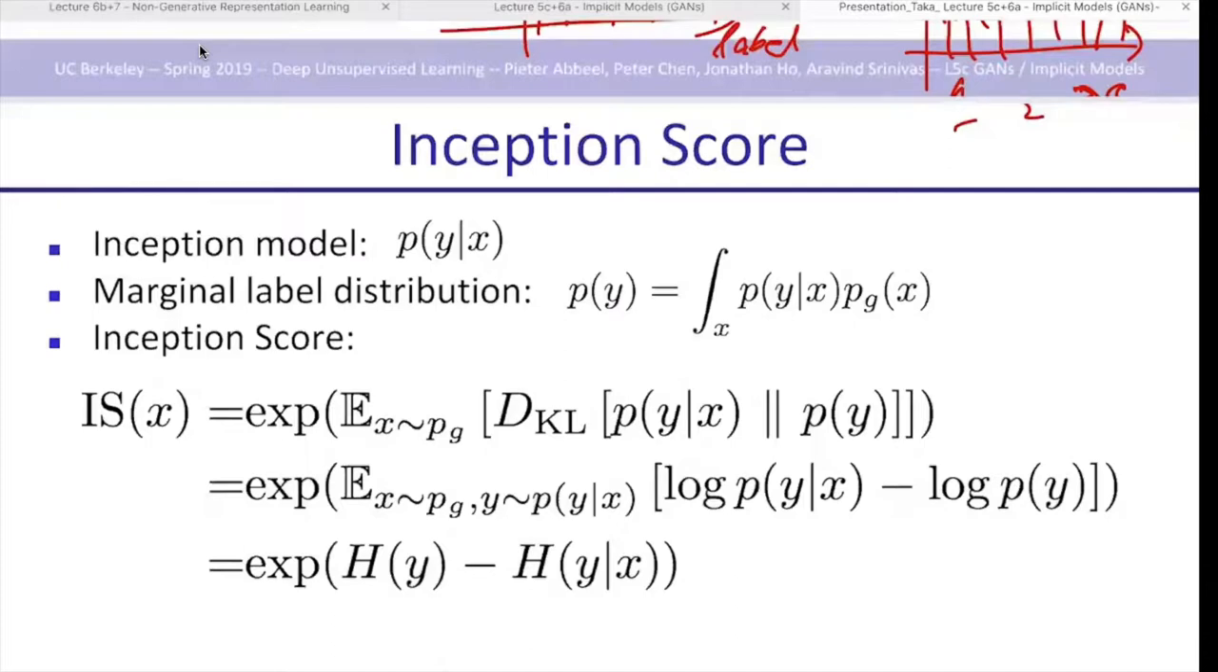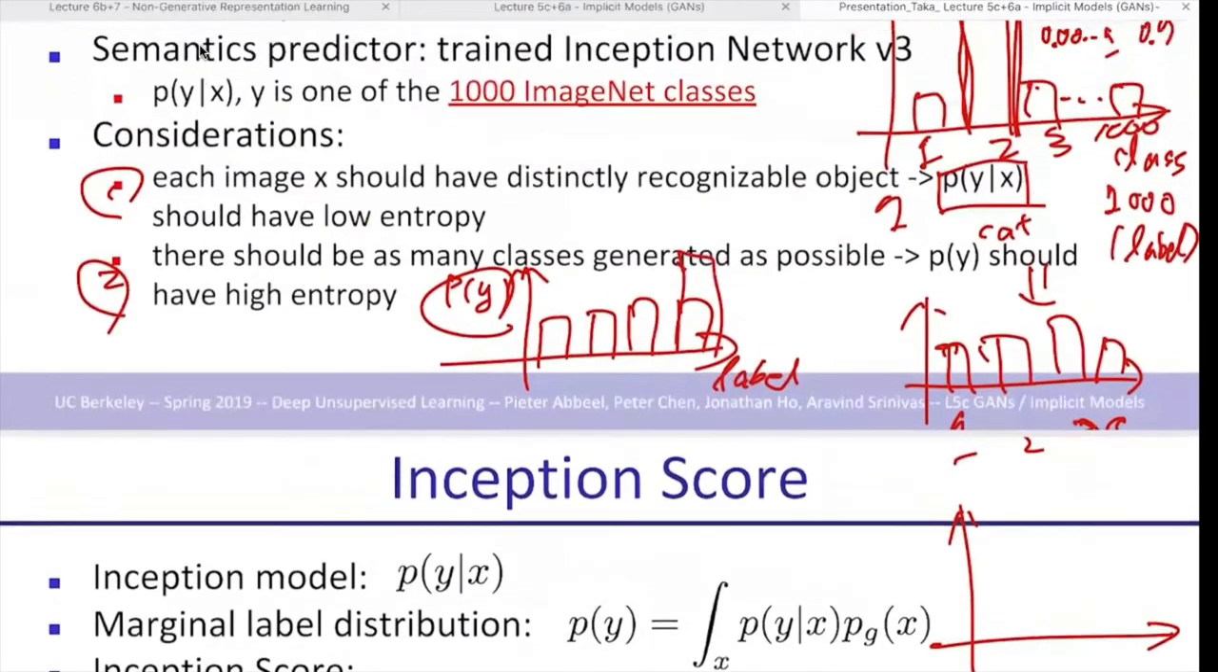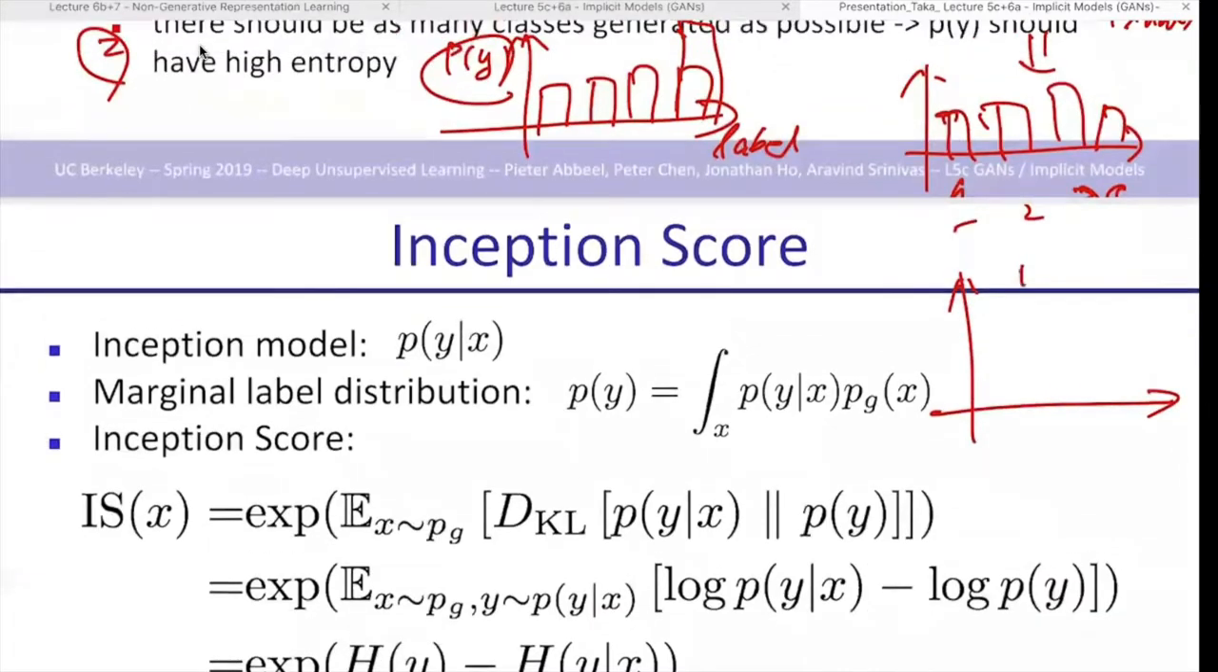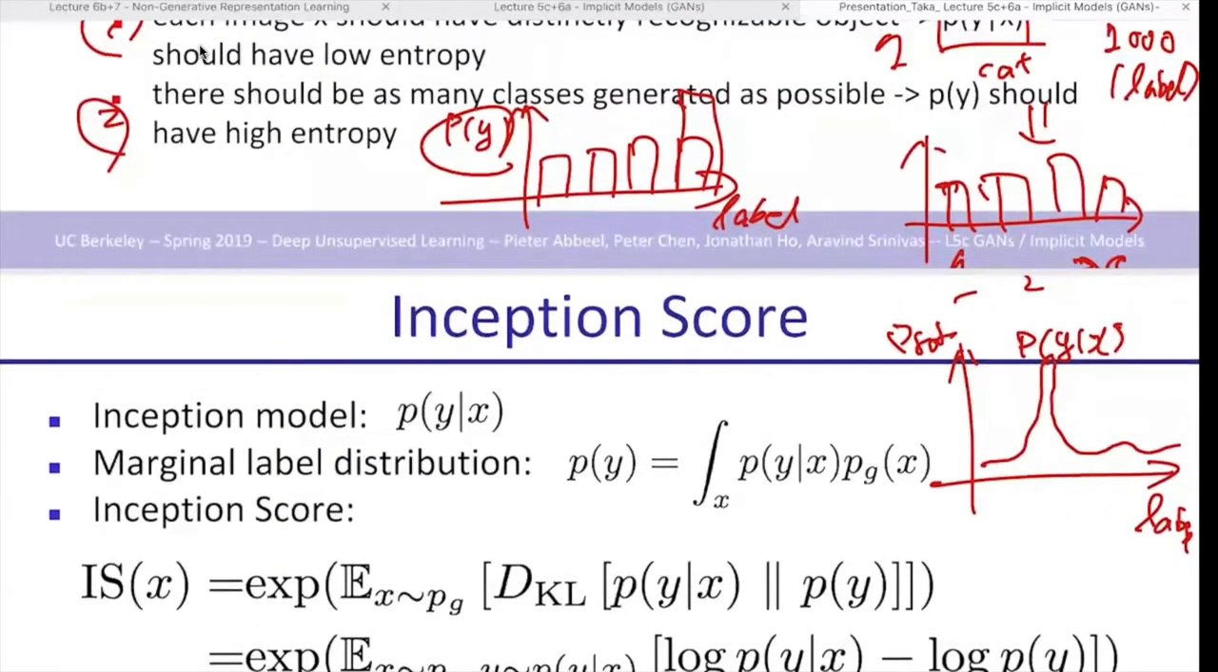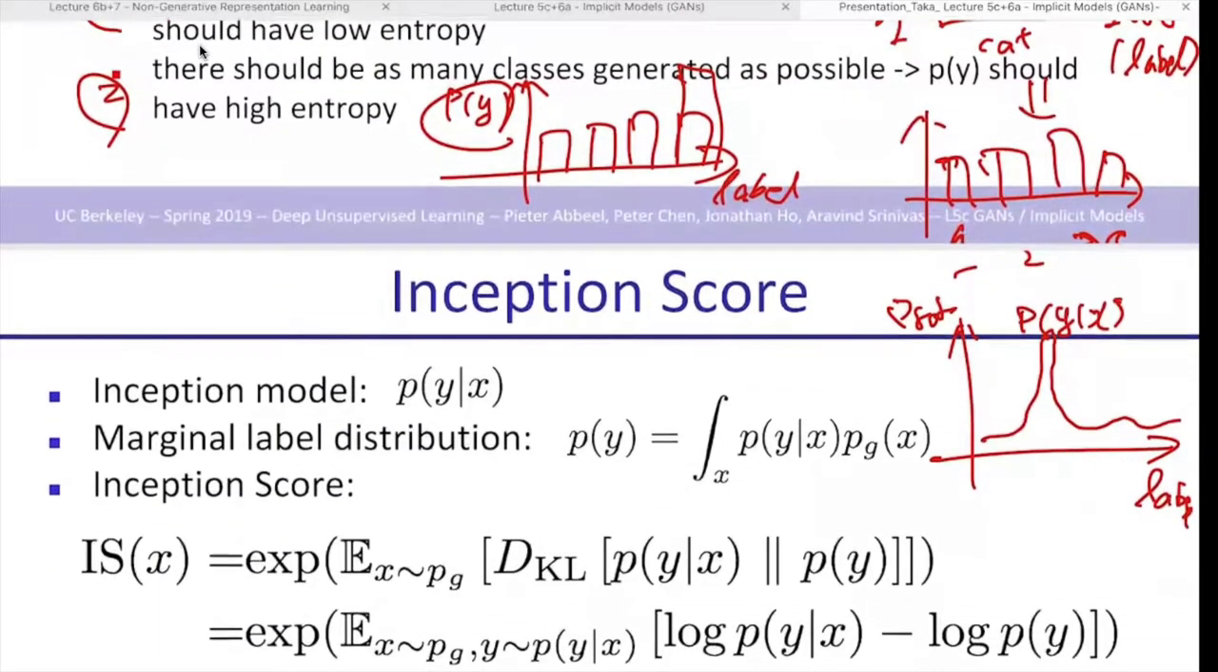So let's think of the ideal data distribution of p(y|x). It should be distributed like this, right? The x-axis is the label, and the y-axis is the probability. So ideally, p(y|x) should be distributed like this. On the other hand, in the second principle, p(y) should be distributed like this.